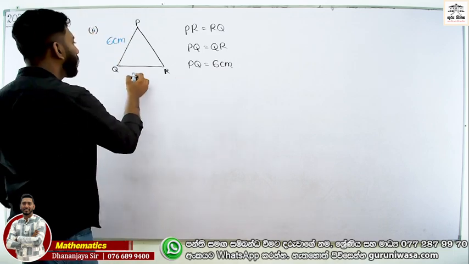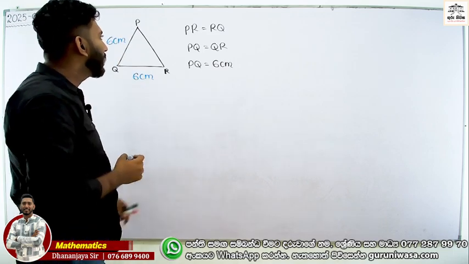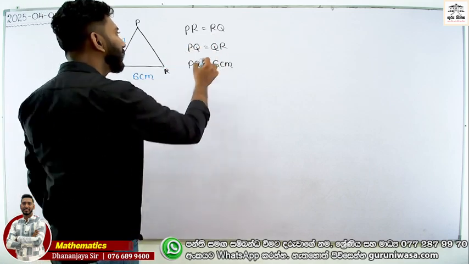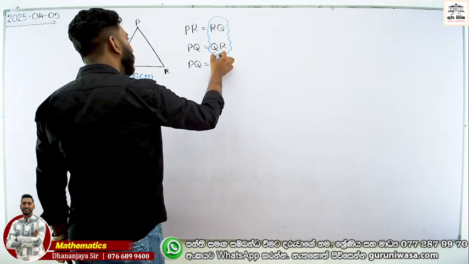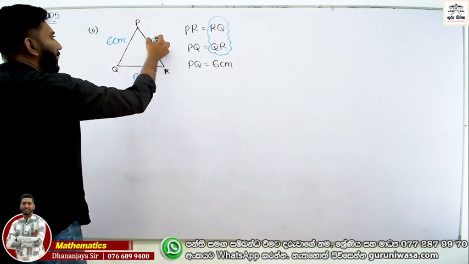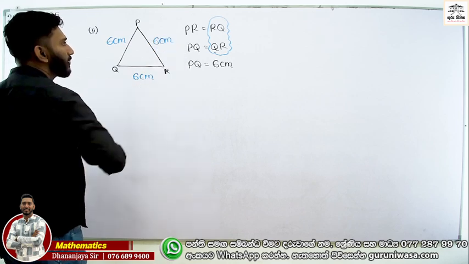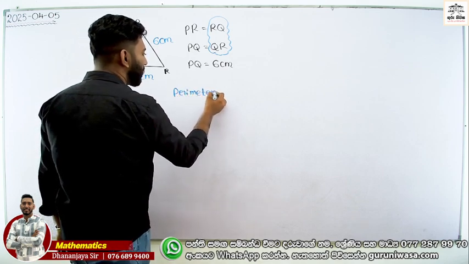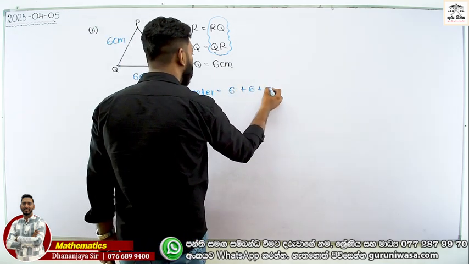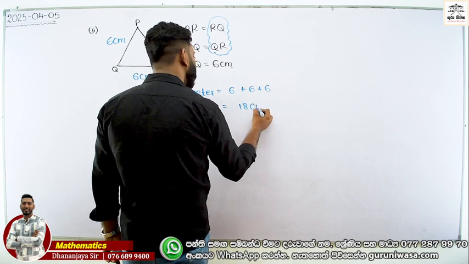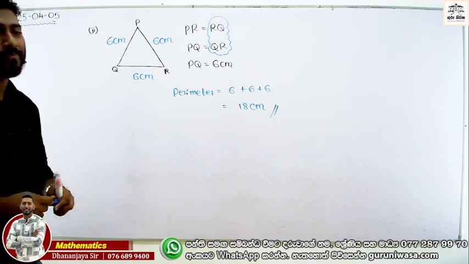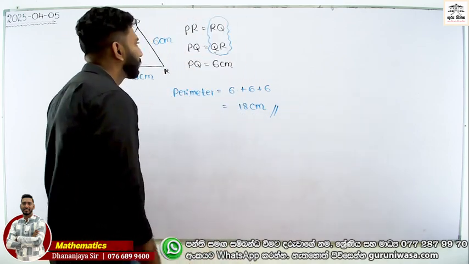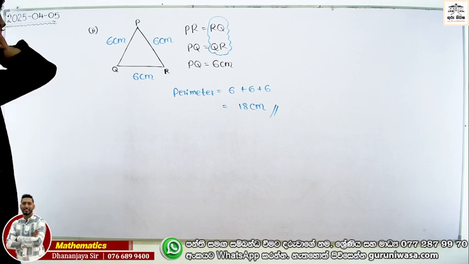Therefore, QR is also 6 centimeters, and PR equals RQ. RQ equals QR. Both are the same. Therefore, PR is also 6 centimeters. Right? Now the perimeter of this figure is 6 plus 6 plus 6, which becomes 18 centimeters. Easy thing, right? This was very easy, right?